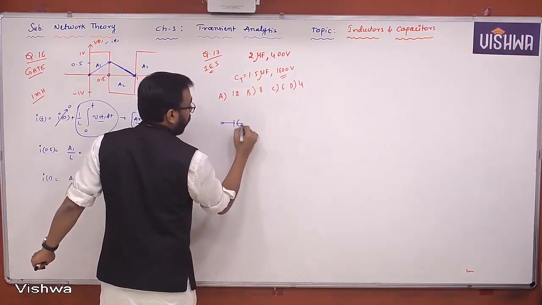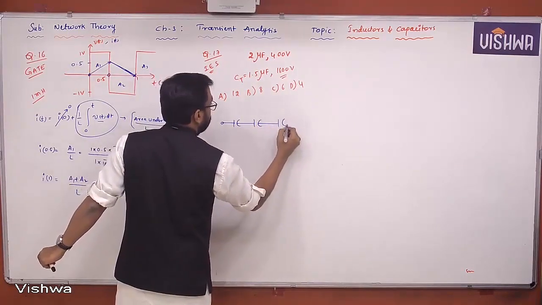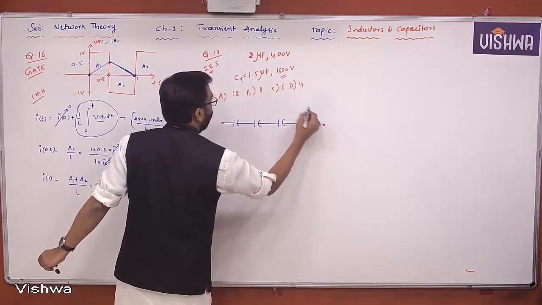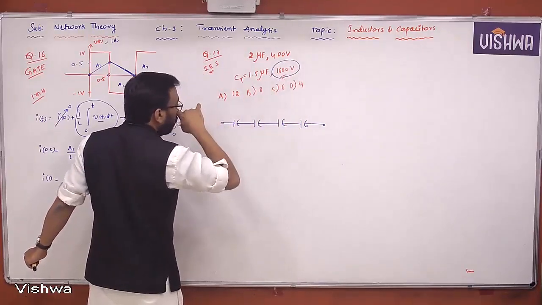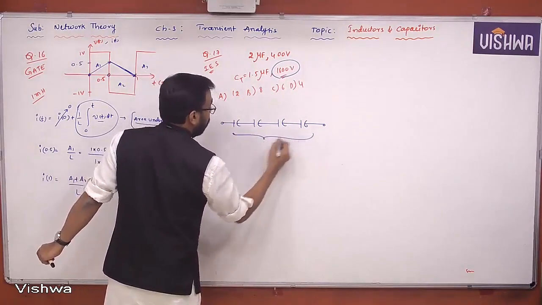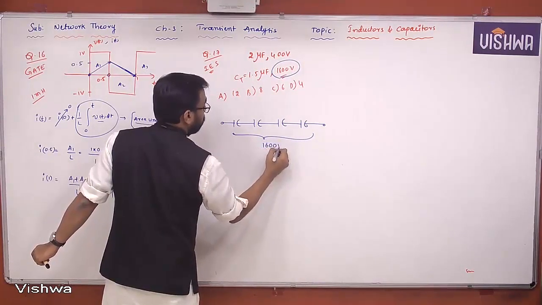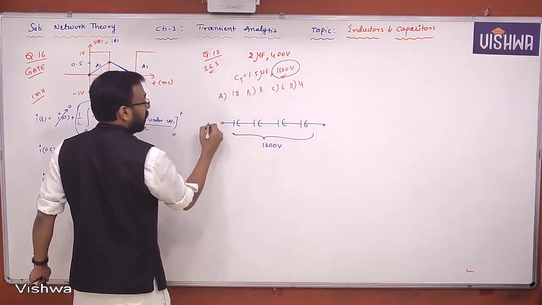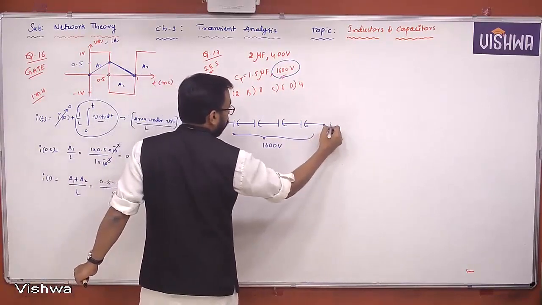4 capacitors required. So first I got the voltage rating. Voltage rating, how much here now? 1600 volts. This is between, let us say, some AB terminals, let us assume.